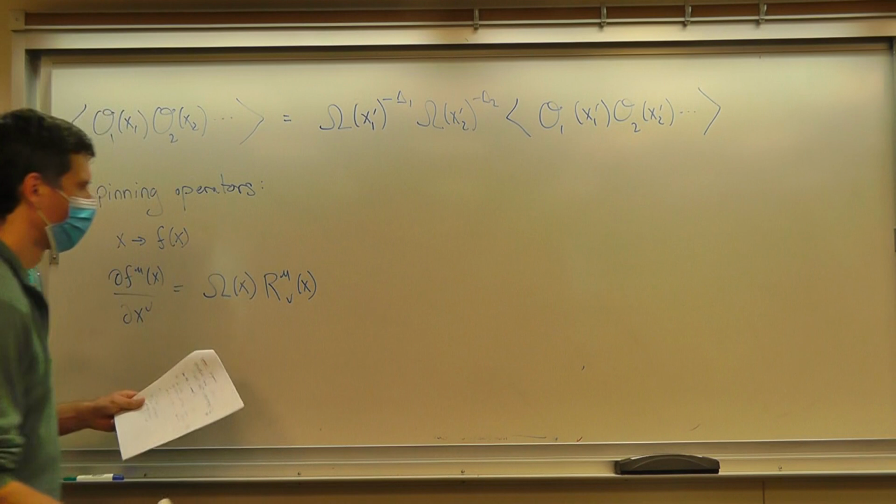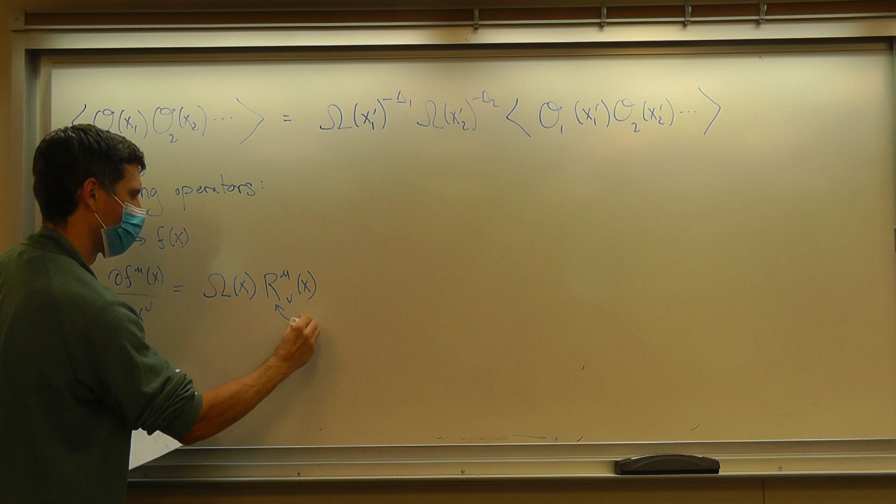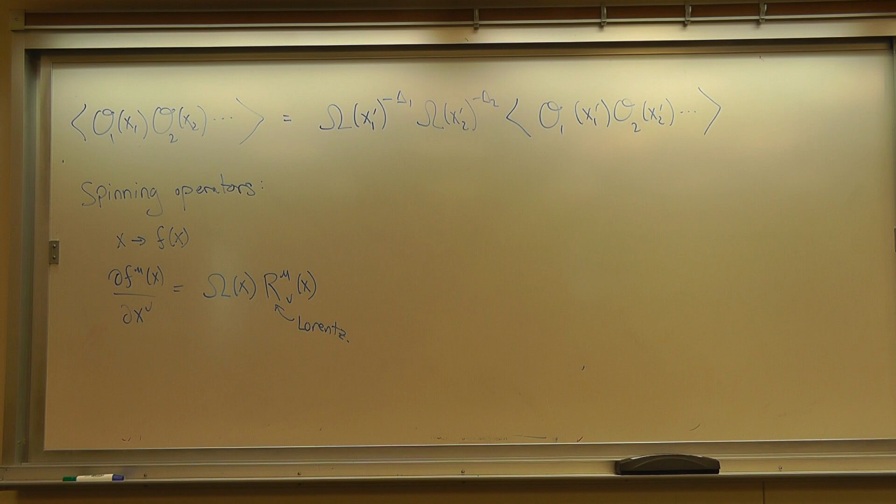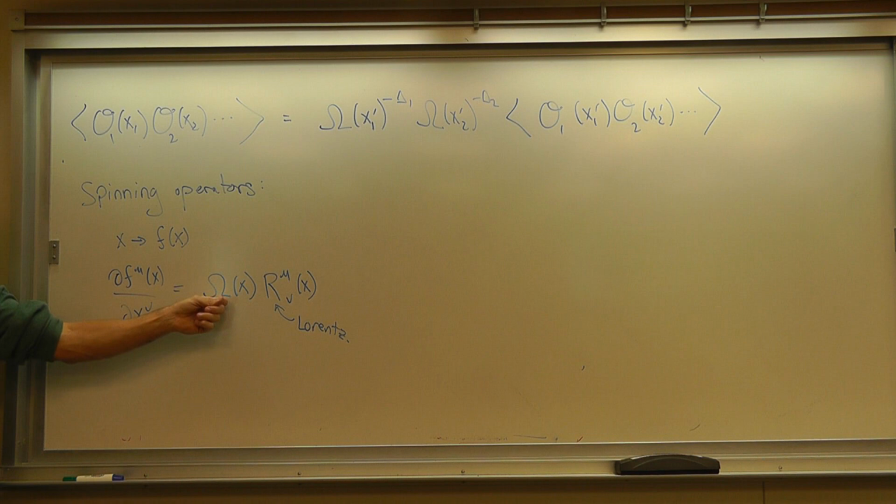So let me write it this way. If we have a conformal transformation f of x, then the Jacobian df^ν of x dx^ν is the conformal factor times a Lorentz transformation. So to a given conformal transformation, there's associated both a scale factor and a Lorentz transformation.